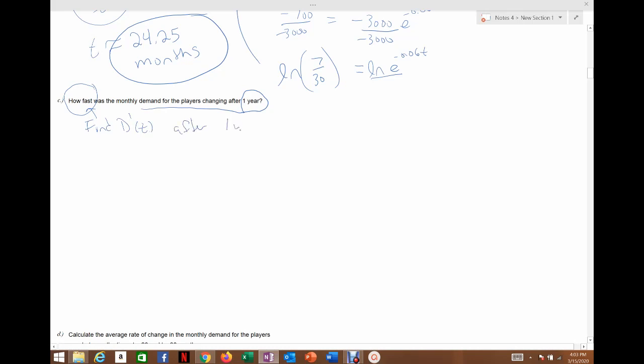after 1 year. But remember, time is in months, so that 1 year really means 12 months. So make sure you're careful. We don't want to plug 1 in. If I plugged 1 in, then it'd be the rate of demand in 1 month. I'm going to plug 12 in because I want to know the demand in a year. All right, so find the demand, plug in our 12 months, our 1 year later. All right, so find the derivative of the demand. So again, I'm going to write my demand equation down so that I have it to look at.